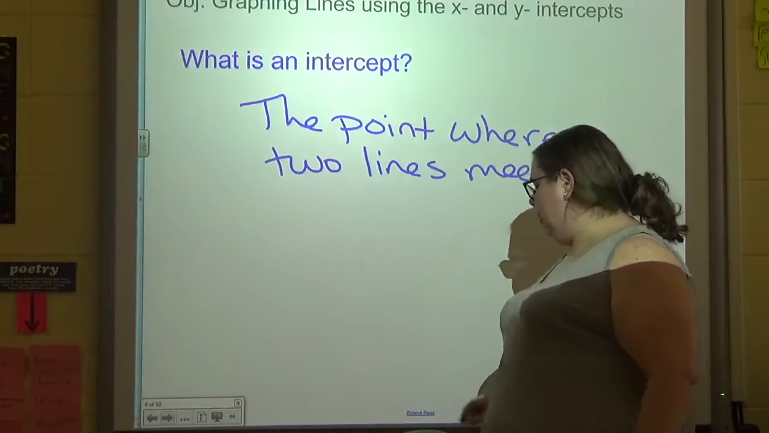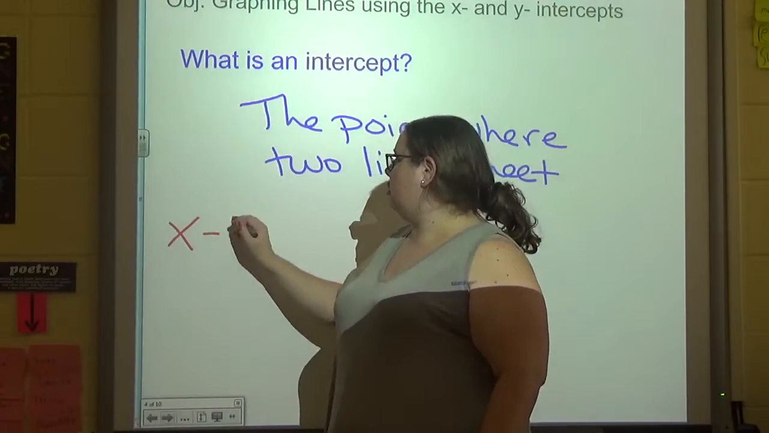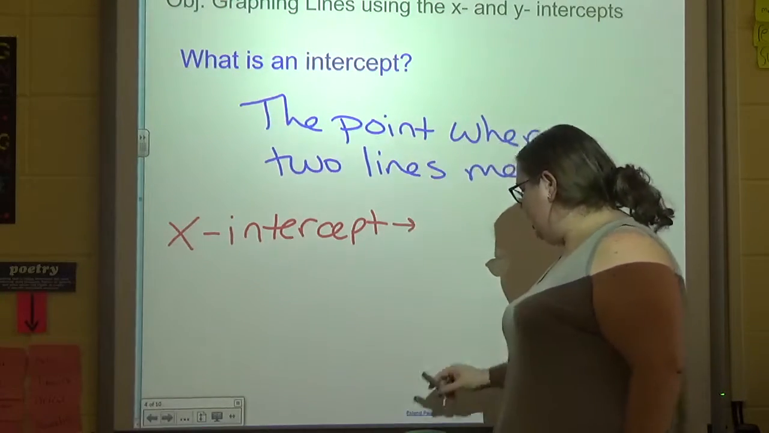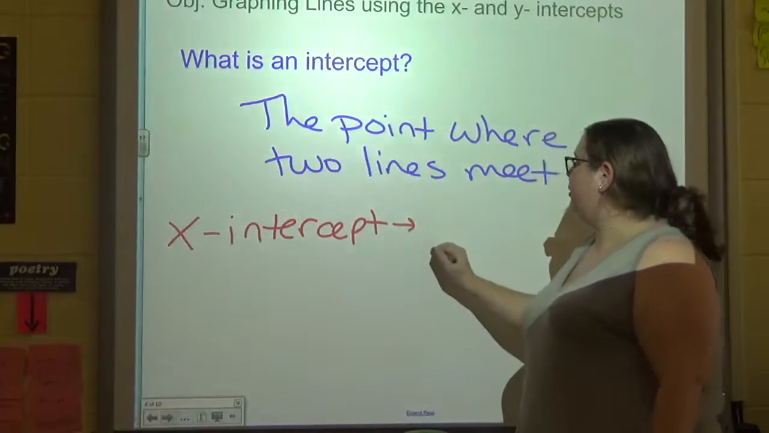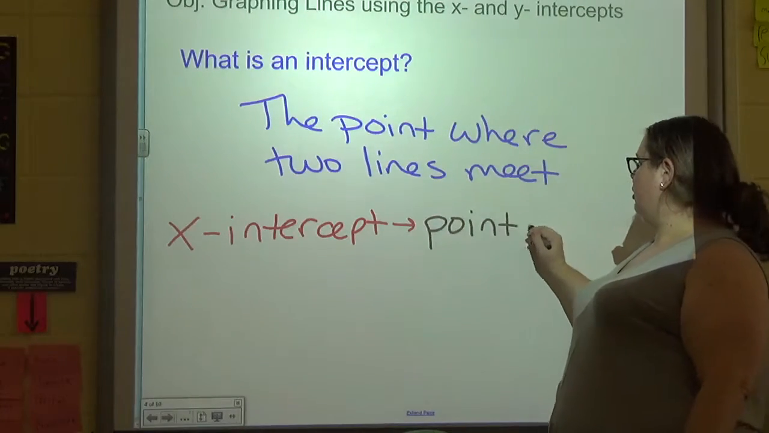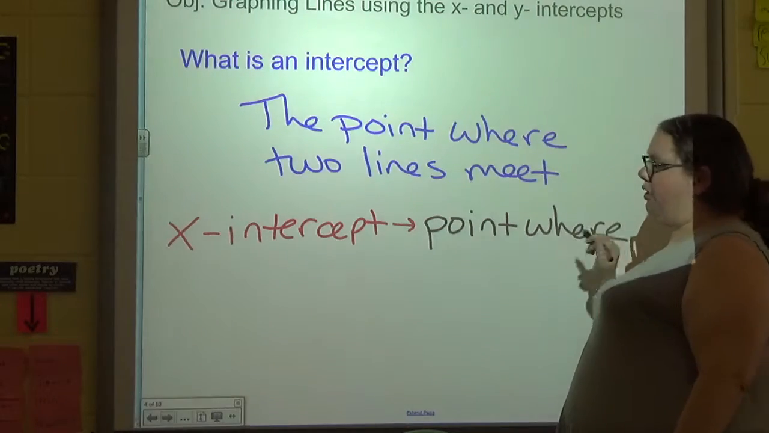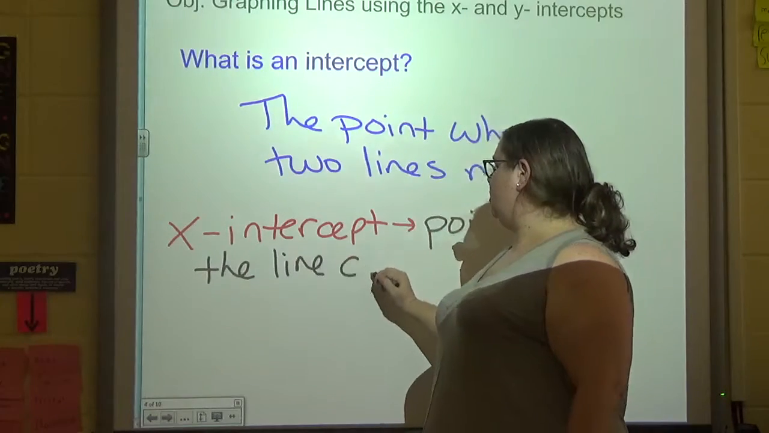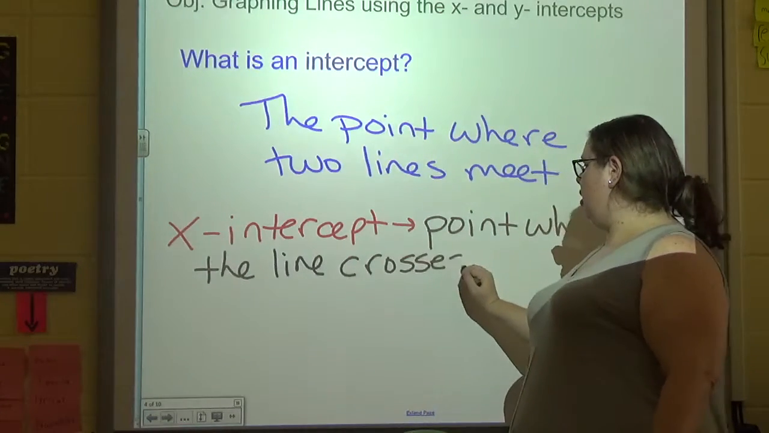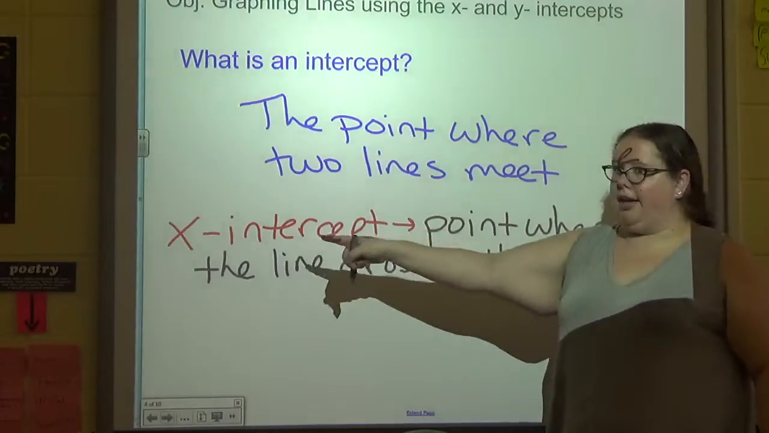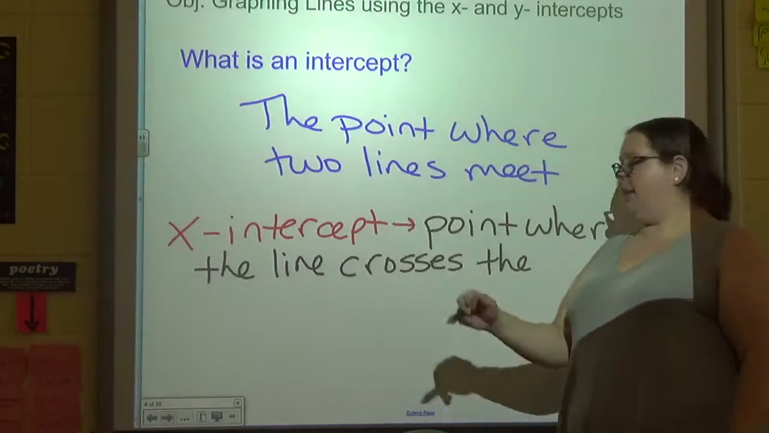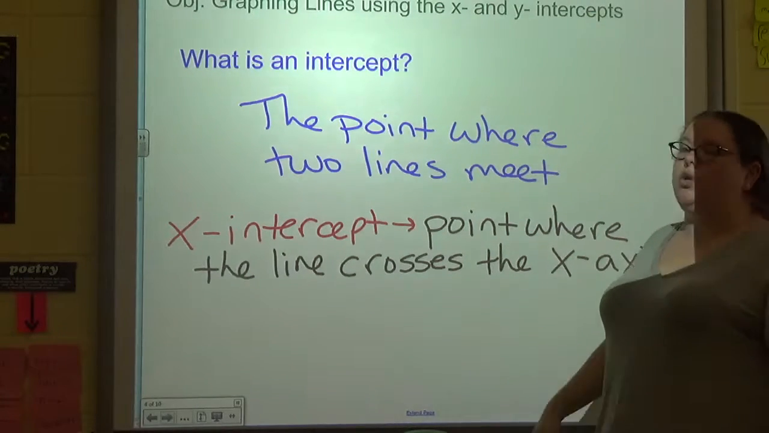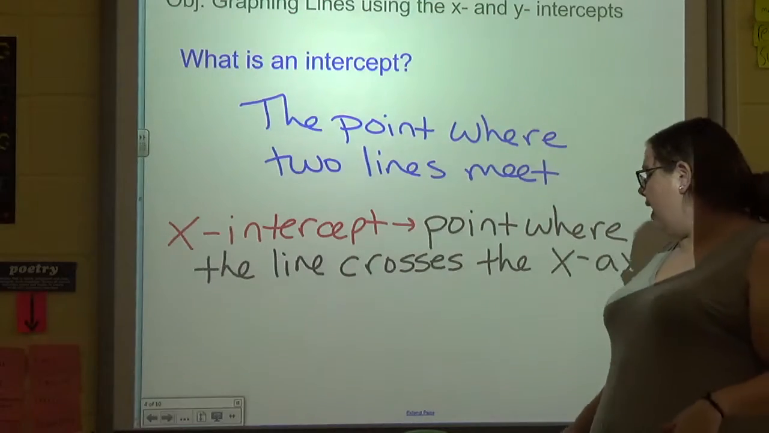So our x-intercept is the point where the line crosses what? The x-axis. So the x-intercept is where the line crosses the x-axis.